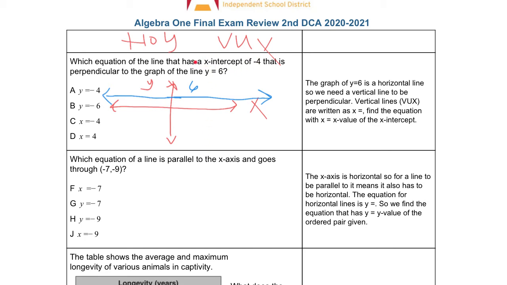Another way to figure it out is because they told you the x-intercept. The x-intercept is where it crosses the x-axis. So you can eliminate A and B because we know that our answer is going to be x equals something. And they already give us what it's equal to because they want it to cross at -4. So the only answer choice that makes sense would be C.